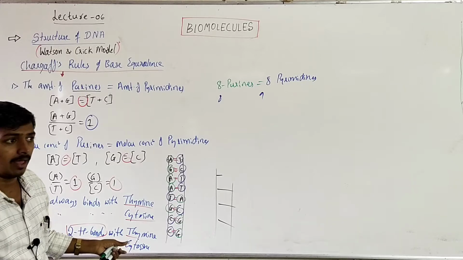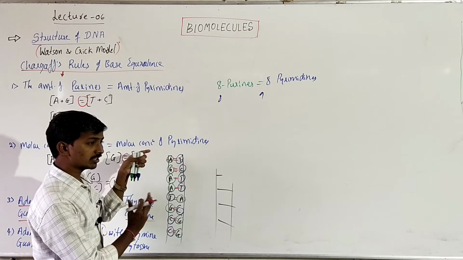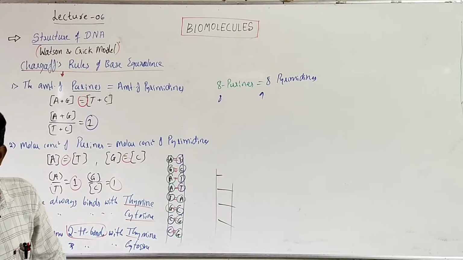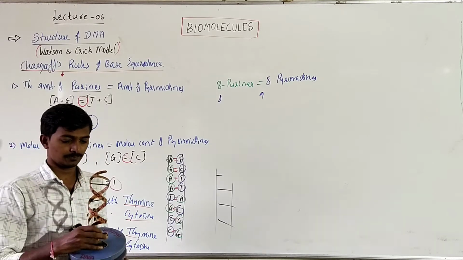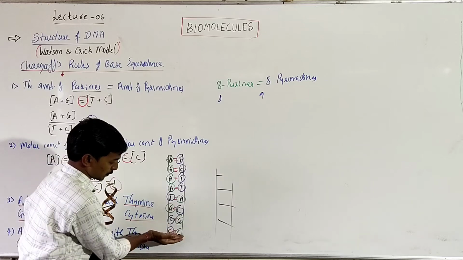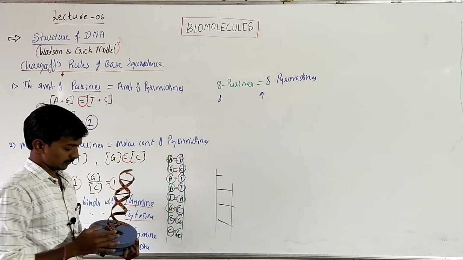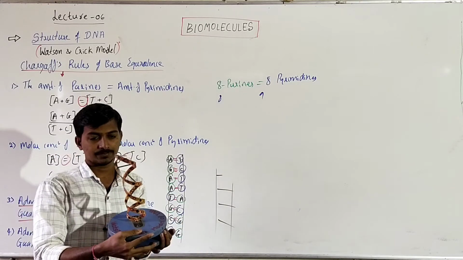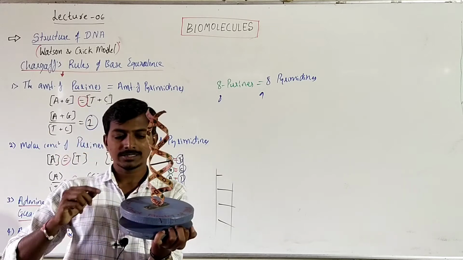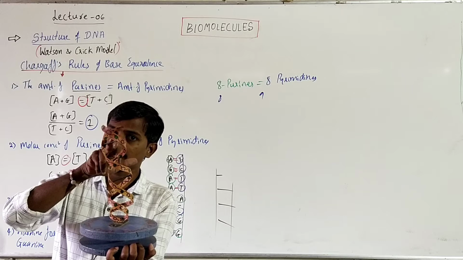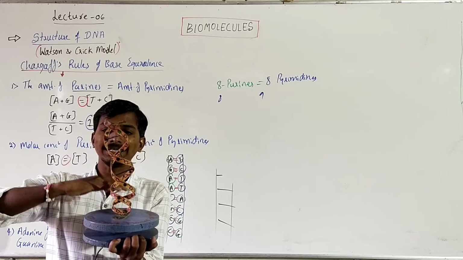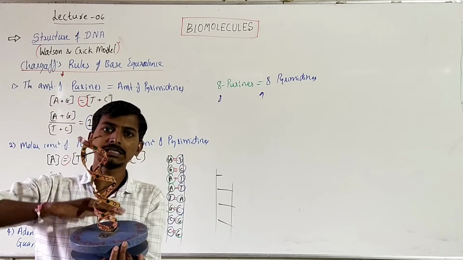The DNA is like a ladder, but it has just been twisted. Okay, so here is the small model of the DNA. You can see the steps 1, 2, 3, 4, 5, 6. See, 1 step, 2 steps, 3 steps, 4 steps, like that. The steps go on increasing as the DNA length increases.